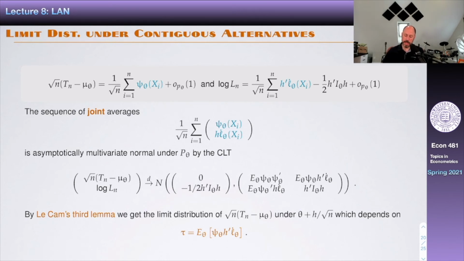And the asymptotic normality is just going to be given by this vector that says the statistic is mean 0, and the log likelihood ratio has a mean that is negative half of the variance. The test statistic has a variance in the limit, or variance covariance matrix if this is a vector, and the log likelihood ratio has variance given by the expected value of the square of the score. And they have an asymptotic covariance given by the expectation of the score times the influence function. And this is what we call, in Le Cam's third lemma, tau.